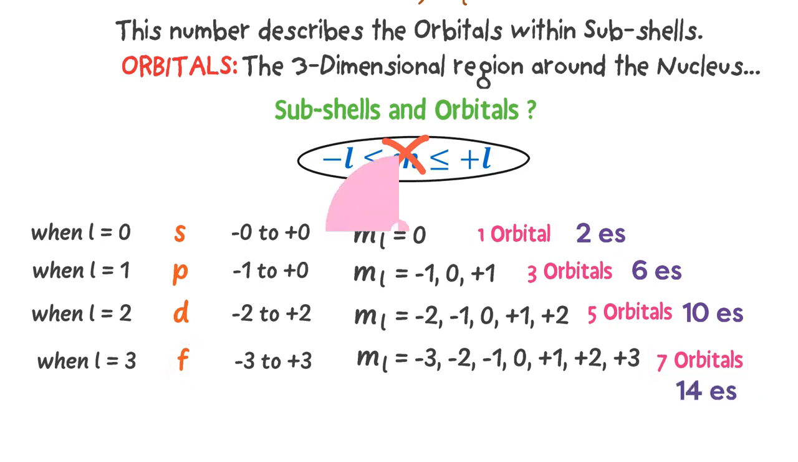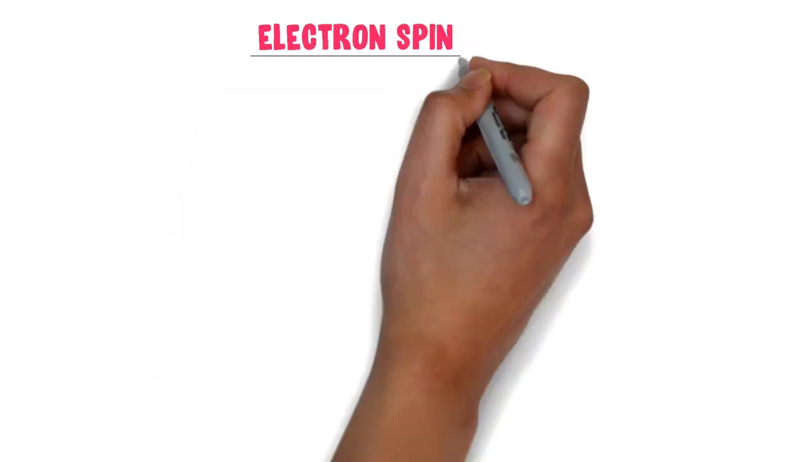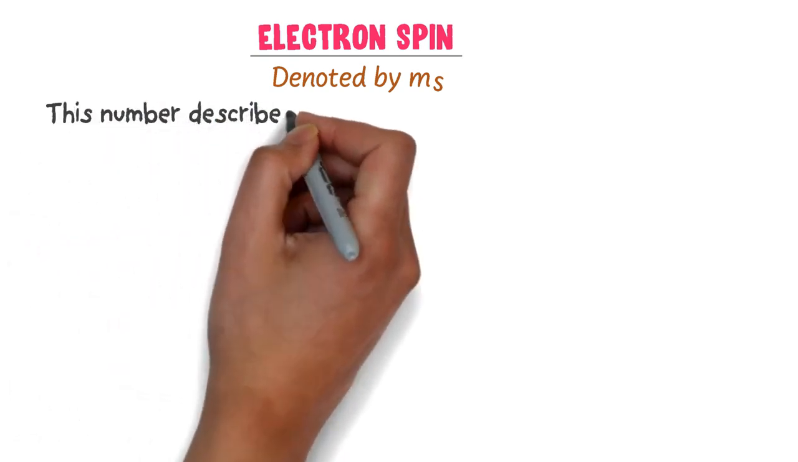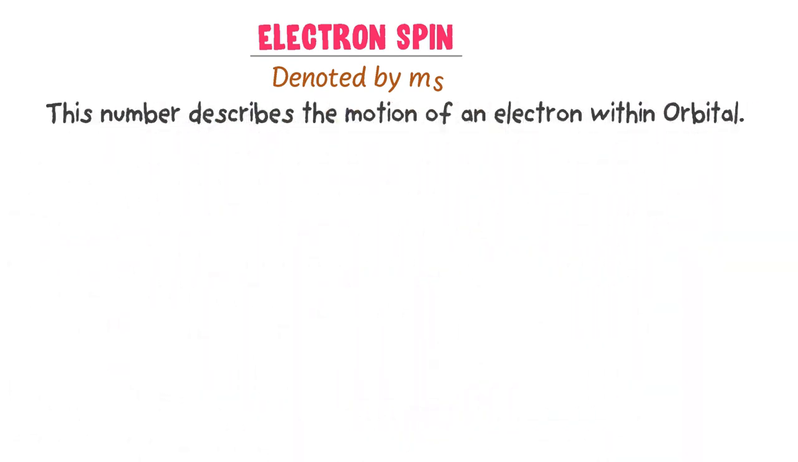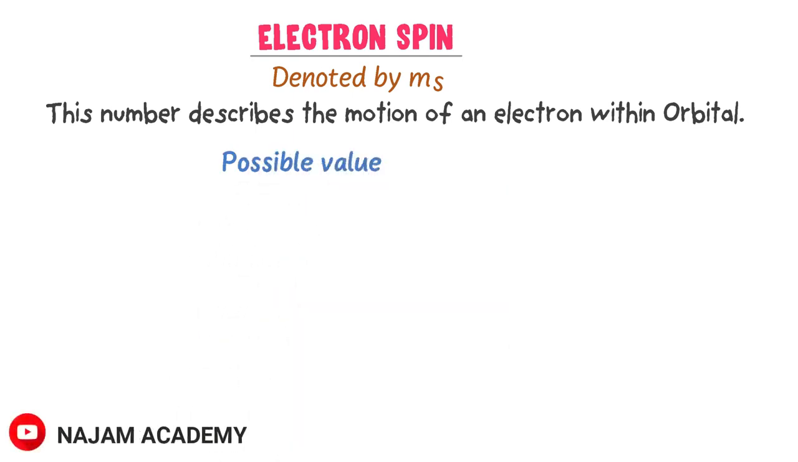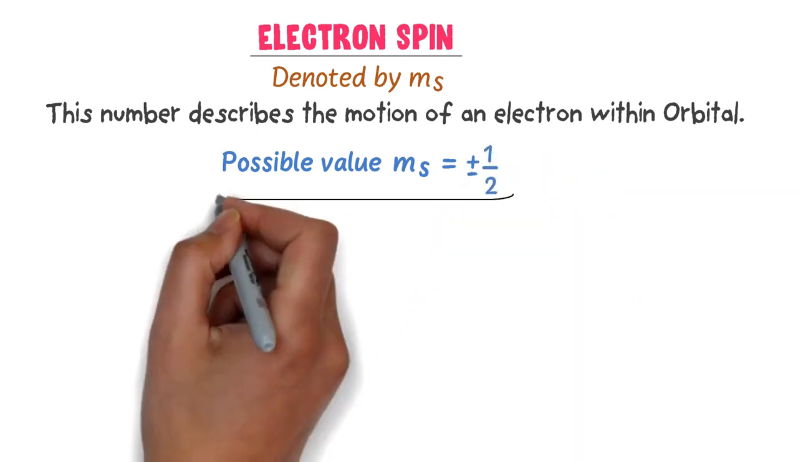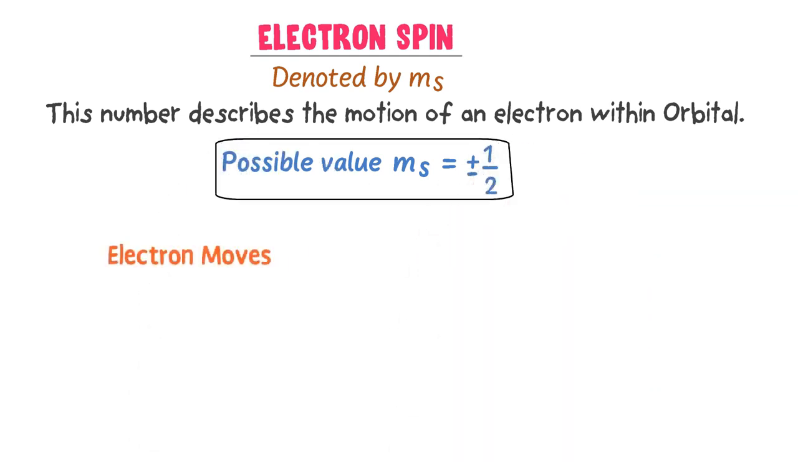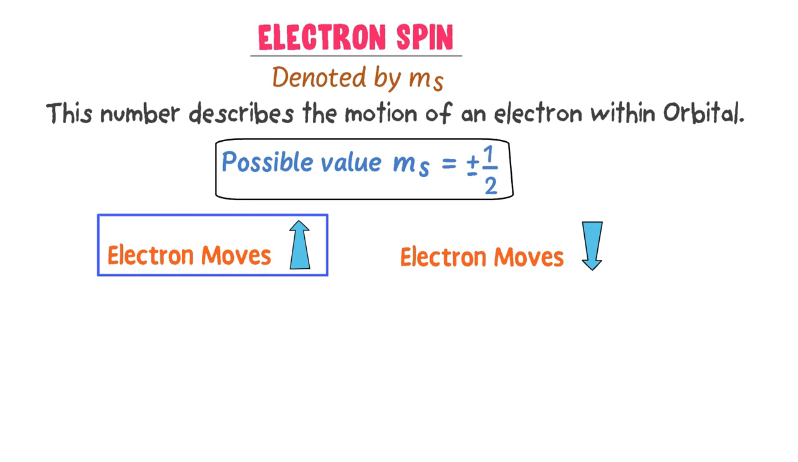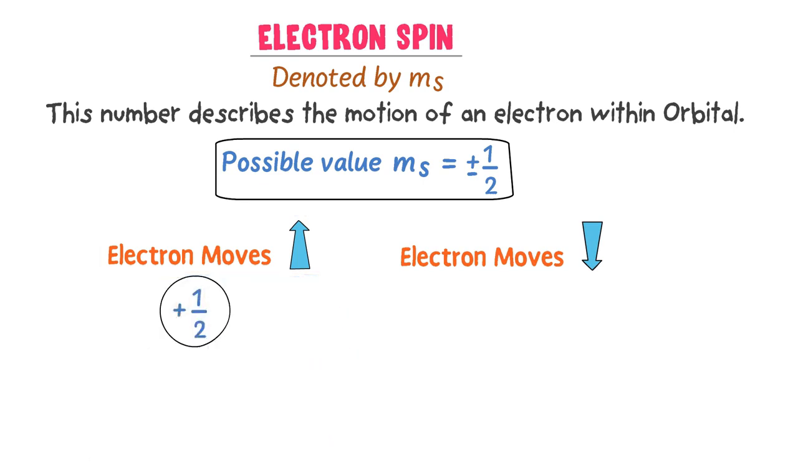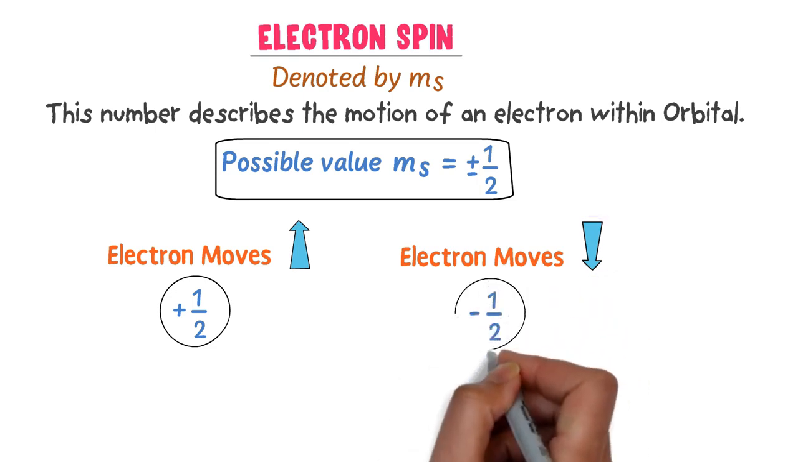Now the final and fourth quantum number is electron spin. It is denoted by m sub s. This quantum number describes the motion of an electron within an orbital. The possible value of electronic motion is ms equal to positive or negative 1/2. Remember that an electron either moves in an upward direction or in a downward direction. If the electron moves in an upward direction, its spin is positive 1/2. If the electron moves in a downward direction, its spin is negative 1/2.